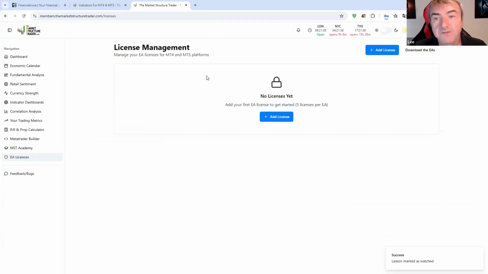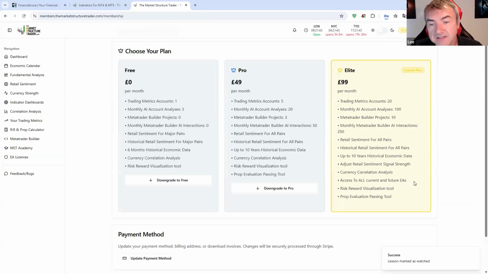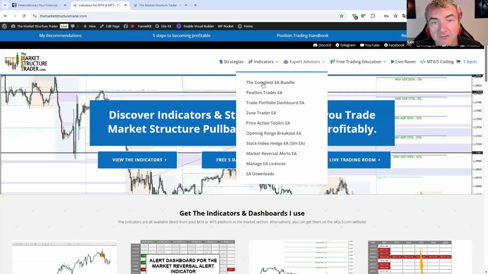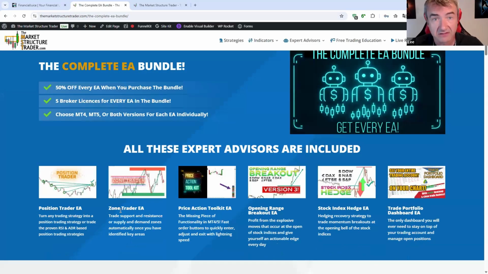EA licenses. If you become an elite member, you get access to all current and future EAs. What that is, basically, is all the EAs that are in the complete bundle on the Market Structure Trader website; you get all of those included in the monthly membership. So if you sign up to the elite, what you get is the position trader EA at the moment. When this expands out to more EAs, you get all of those as well.